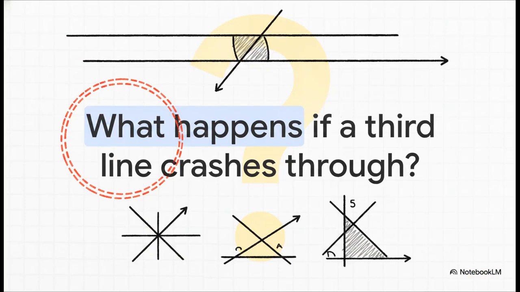So, I have to pose this slightly dramatic question to you. What happens if a third line just crashes through them both? Imagine those 2 perfectly peaceful parallel lines suddenly being sliced by a rogue third line. It is the geometric equivalent of a major plot twist, and it's exactly what's going to unlock the tools you need to solve the most complex diagrams.